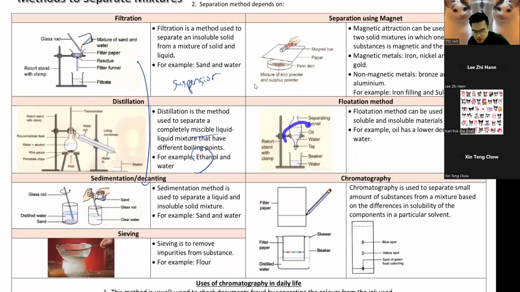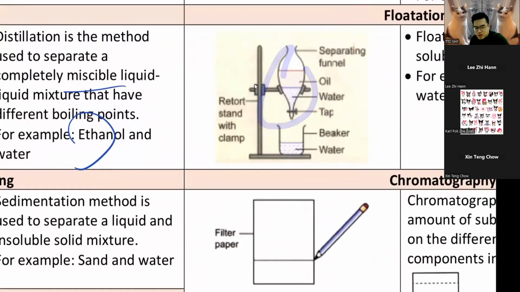And of course, flotation. Distillation is for completely miscible liquids that can be mixed together. But flotation is for something that cannot be mixed, like oil and water. This one is easy, right? I'm sure your mom does this when she makes soup. When your mom makes soup, she will take the oil on top from the surface and throw it away.